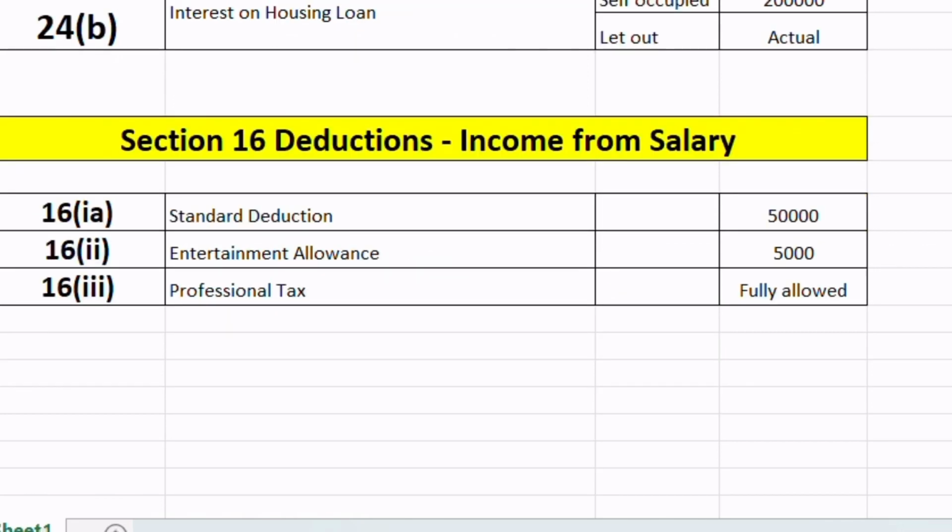Section 16(1)A refers to standard deduction of 50,000 which is available to all the salaried employees. 16(2), entertainment allowance to a maximum of 5,000, and 16(3) is a professional tax which is paid by either employee or employer.